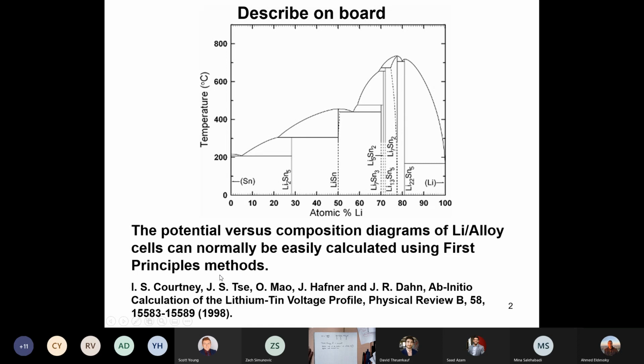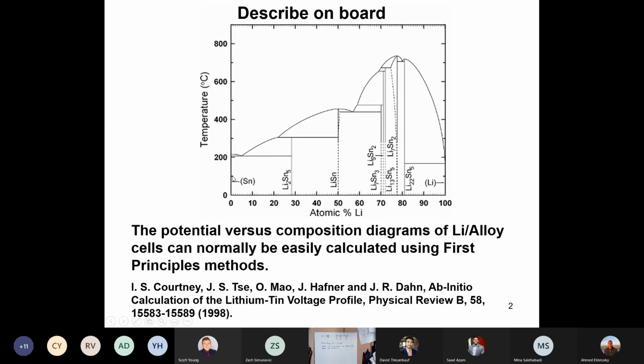So John Say was really the theorist that was involved in this particular project. Ian Courtney was a graduate student in my group that went to the National Research Council of Canada to work with John Say for a month to do this calculation. And what you really have to do is you calculate the total energy for tin, lithium 2 tin 5, lithium tin, because this whole voltage curve is just a series of two-phase mixtures.